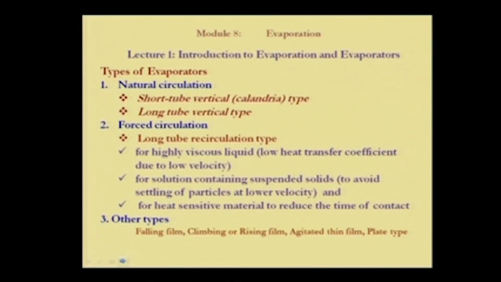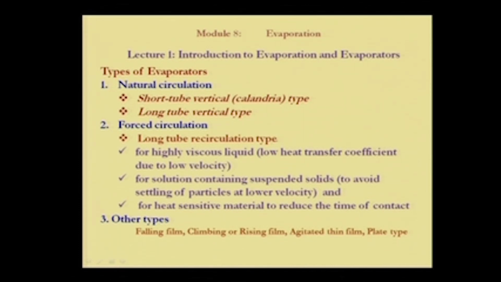In the natural circulation, there are two types. One is called short tube vertical, which is the calandria type, and another is called long tube vertical. In forced circulation, we normally have the long tube recirculation type, which is similar to the long tube vertical.